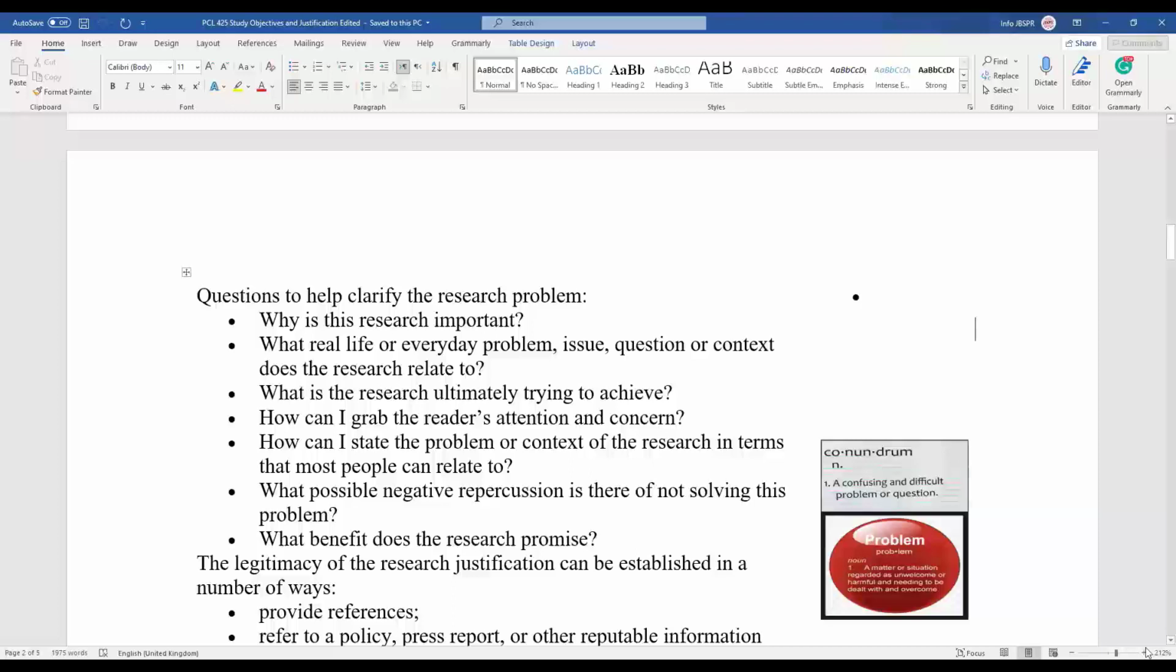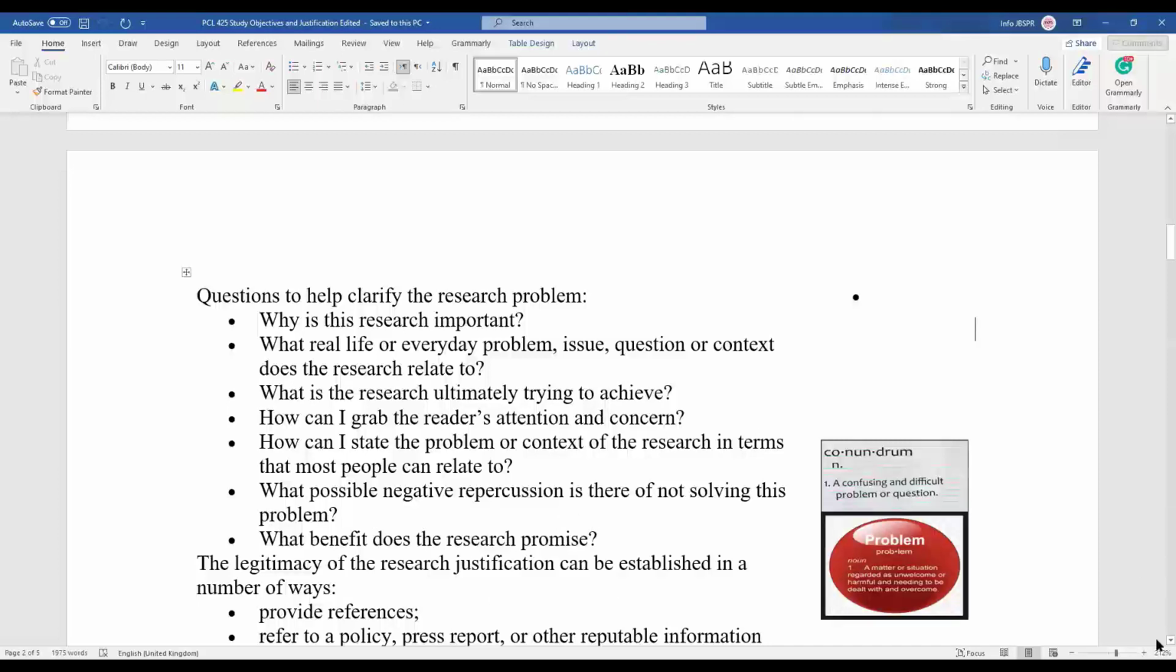Why is the research important? What real life or everyday problem, issue, question or context does the research relate to? What is the research ultimately trying to achieve? How can I grab the reader's attention, or, if you're writing a proposal maybe for a grant, how do you grab the grantor's attention or your supervisor's attention? How can I state the problem or context of the research in terms of what most people can relate to? What possible negative repercussion is there of not solving this problem? Then what benefit does the research promise?